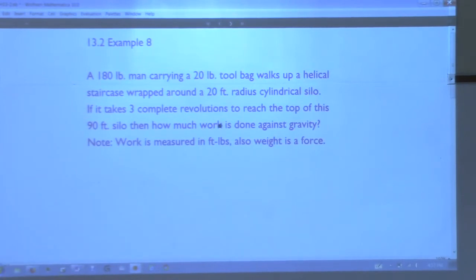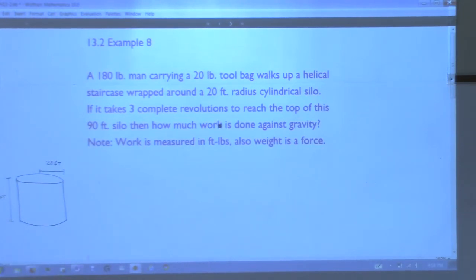Yeah, so what is a helical stair? We have to understand some things in this wording, right? So we have this 20-foot radius cylindrical silo. So we have a silo that's a 20-foot radius cylinder. Okay, so 20 feet from here to here. This silo is 90 feet tall.